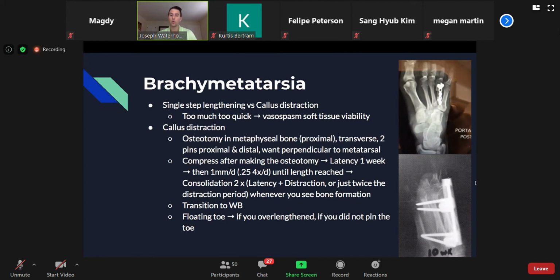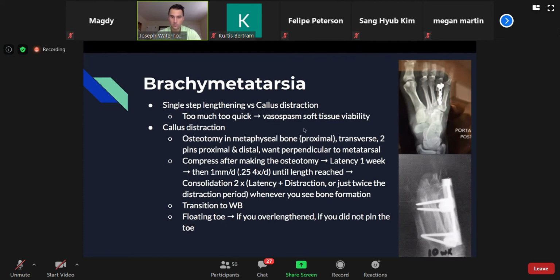All right, so what are we concerned about with brachymet? Floating toe. If we over-lengthened or we didn't put a pin in the toe, those are 2 ways that we can get a floating toe or a dorsally dislocated toe at the MTPJ. So you can avoid that by pinning the toe and by obviously not over-lengthening it. As important as it is to know how to do this, it's equally important to know, like anything else we discussed yesterday, what the complications are and how we arrived at those complications.